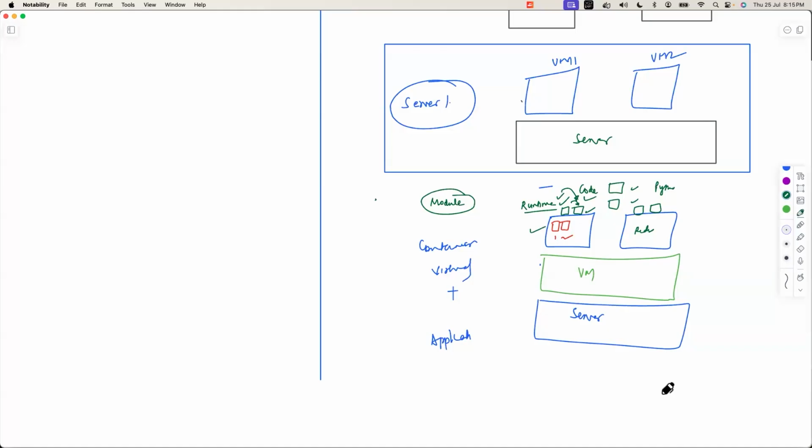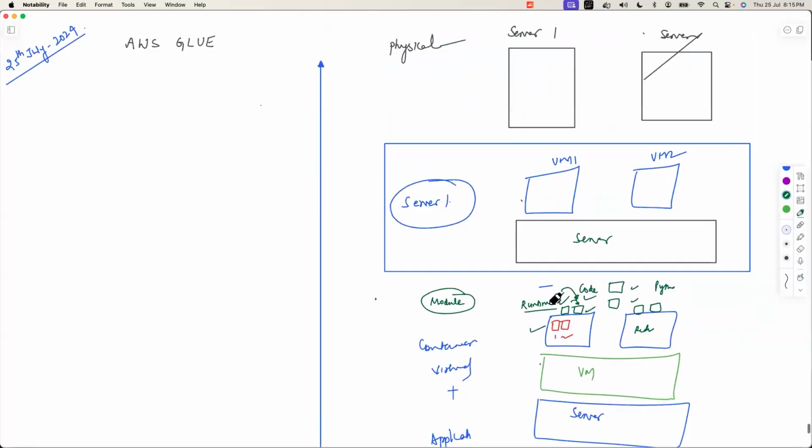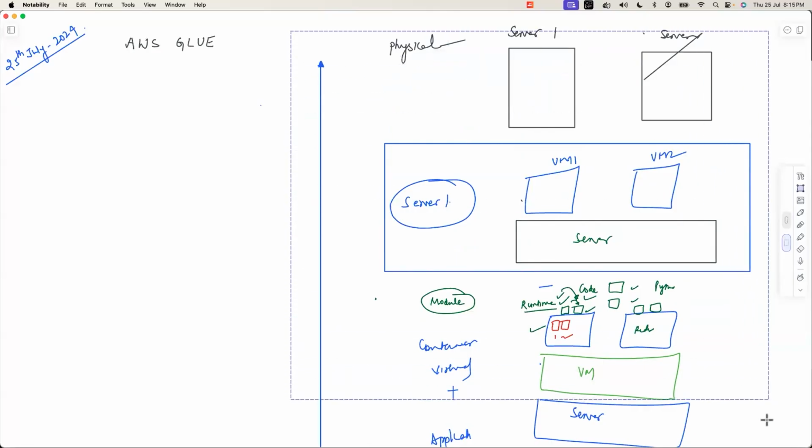Okay, what I understood is that you are talking with respect to runtime. I understood that one container has one application, which could be of any technology. I didn't think about this from a module perspective.